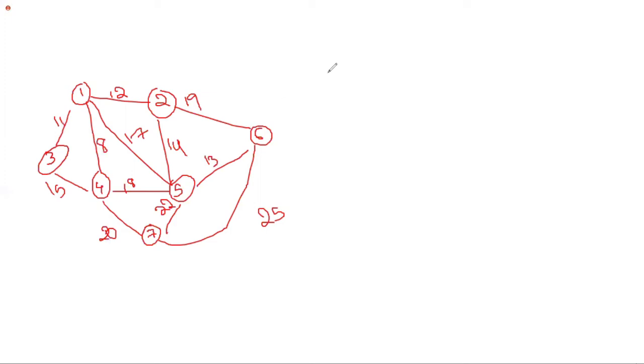Assume this is the given graph. Construct the Kruskal's minimum cost spanning tree for this. Got the question? Did I miss any cost? Please respond.